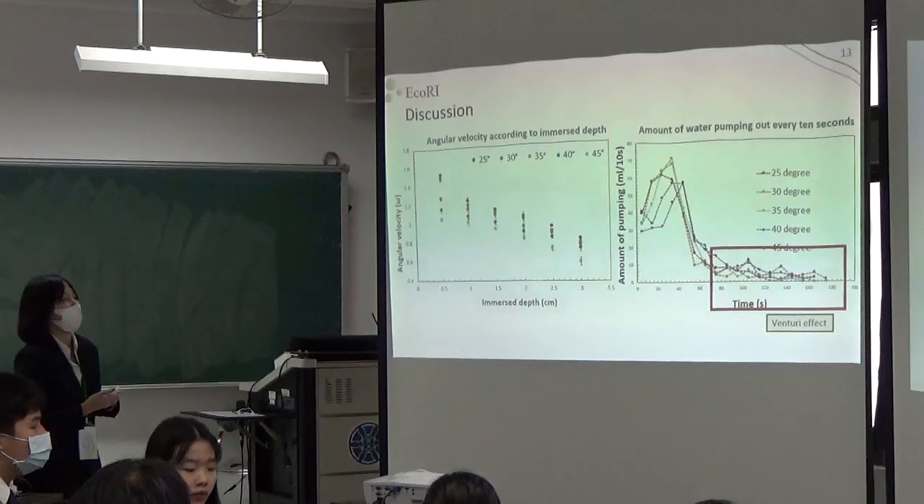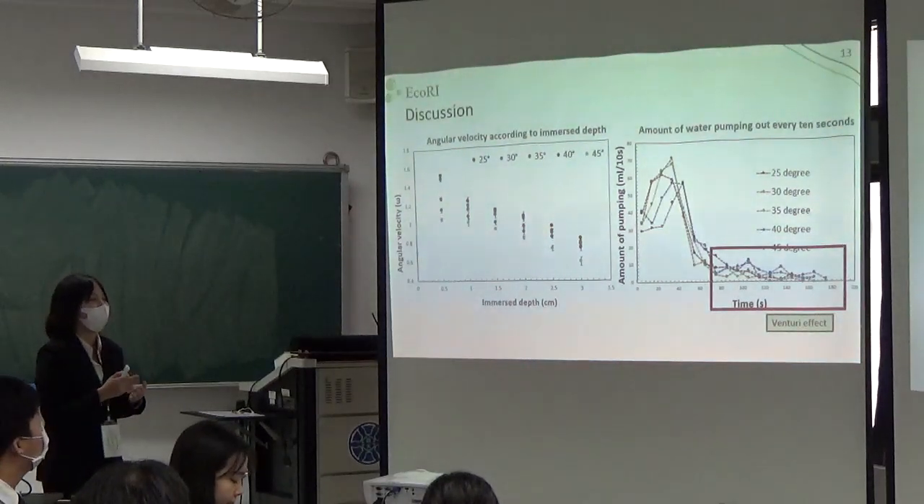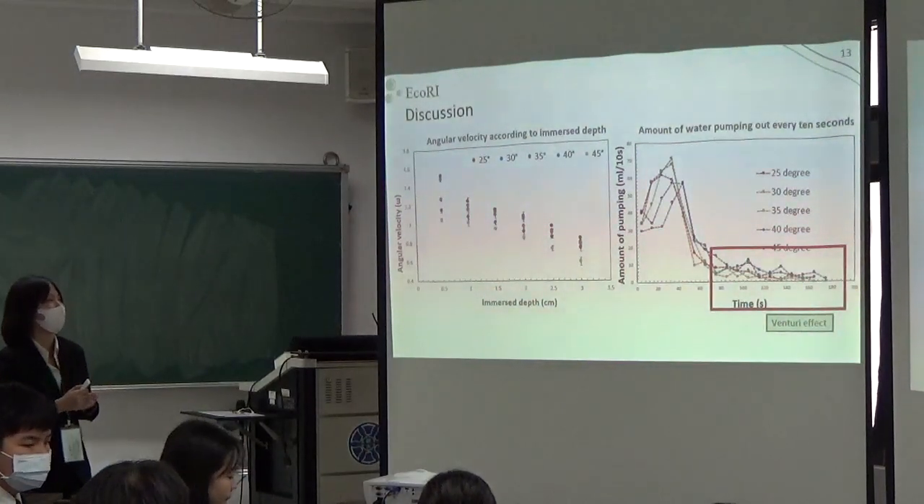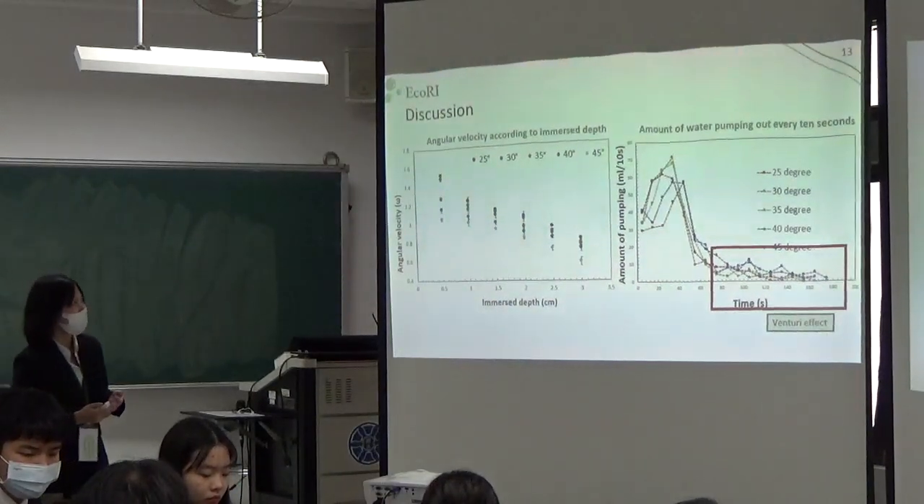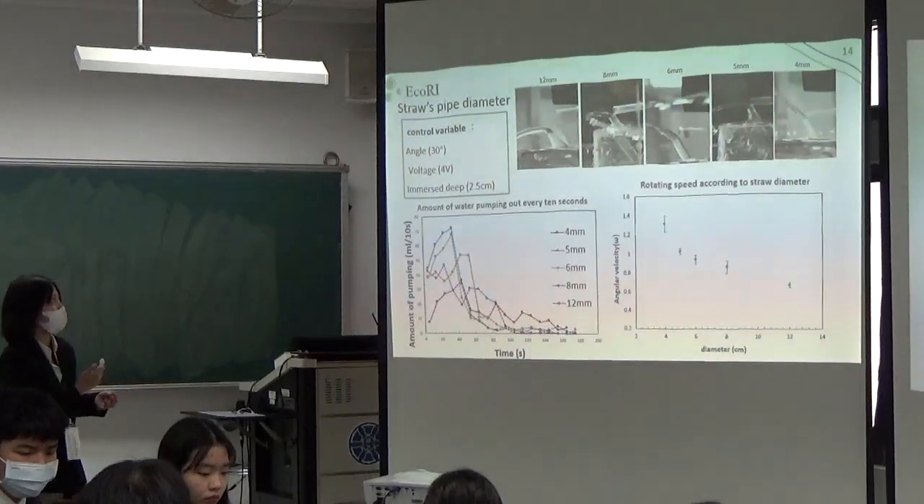And this part is the Venturi effect. We said that when the water level is lower than the straws in the chart, it can also pump out the water, but it is not continuous. And here is when we change the straw pipe diameter.